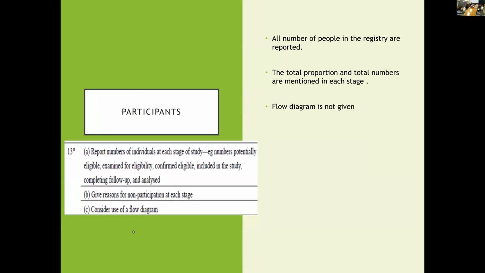Among the participants, the checklist asks to report the number of individuals at each stage: how many were examined, who were checked for eligibility, how many were confirmed eligible, and how many were included in the study and analyzed. They have mentioned that all the people are reported, and at each stage they have given the total number and the percentage. But a flow diagram is something they could have given, and they have not given it.